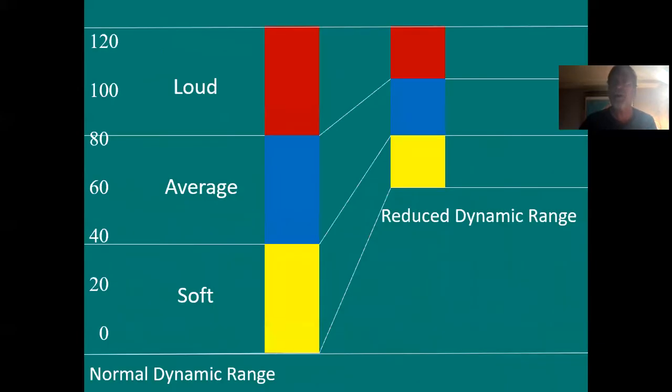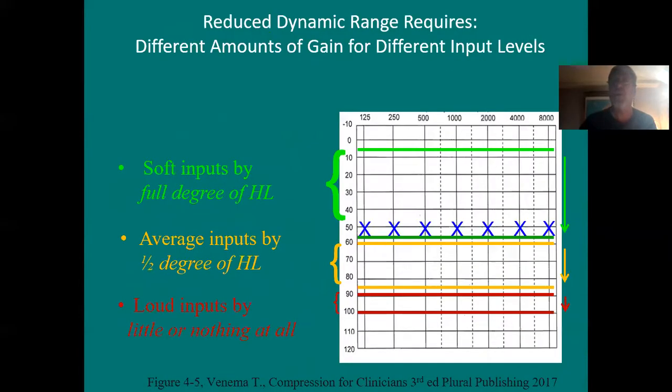reduced dynamic range. So look at what we need to do with fitting methods. And here's how people did it. Here you've got some hearing. Let's say the guy's hearing loss is 50. Look at the blue X's. He's got a 50 dB loss, and now a 5 dB sound comes in. Can he hear that? No. So what does the hearing aid have to do? Amplify the 5 dB sound by the full degree of the loss. So now it's 55. Now the guy can hear it.